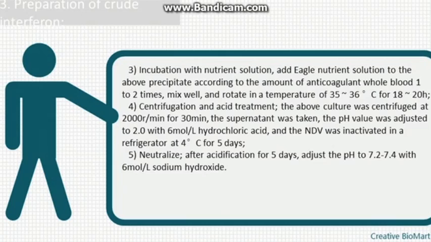4. Centrifugation and acid treatment. The above culture was centrifuged at 2000 R/min for 30 min. The supernatant was taken. The pH value was adjusted to 2.0 with 6 mol/L hydrochloric acid, and the NDV was inactivated in a refrigerator at 4°C for 5 days.